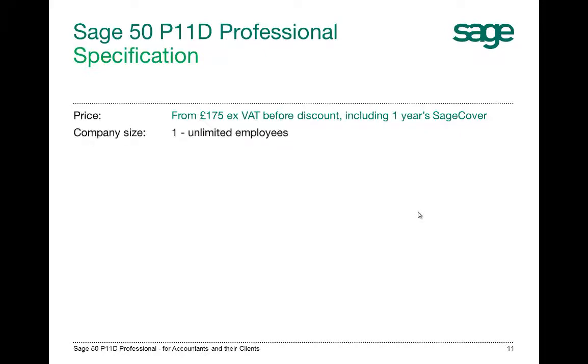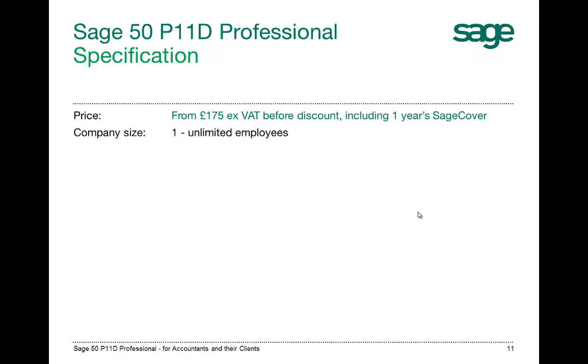Okay, so now we'll have a look at the specification of the software. The price for the basic Sage 50 P11D software, so not the professional variant, starts from £175, excluding VAT, before any accountants club or accountant partner discount. And this price actually includes a whole year's Sage cover. So you want to make sure that your clients have complete support for their business with the Sage cover support. They might also be interested in training, which we'll look at in a moment as well.